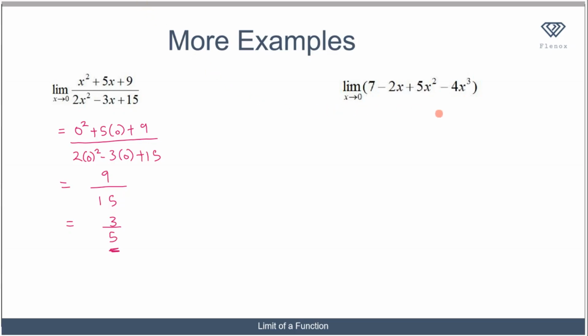Now let's take a look at another example. I was told to find the limit of this function as x tends to 0. So I substitute x as 0 into this expression. That becomes 7 minus 2 times 0 plus 5 times 0 squared minus 4 times 0 cubed. And this becomes 7 plus, all the rest terminate to 0, minus 0 plus 0 minus 0, which is equal to 7. Again, 7 is a defined and definite number. So the limit of this function as x tends to 0 is 7.